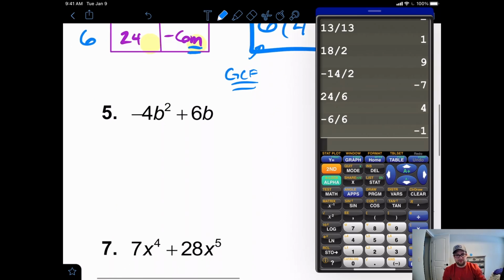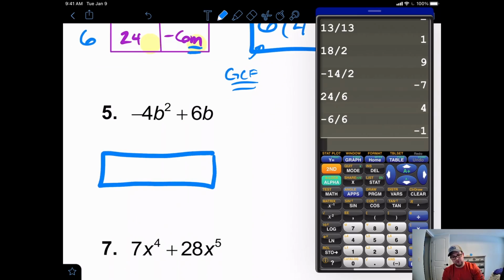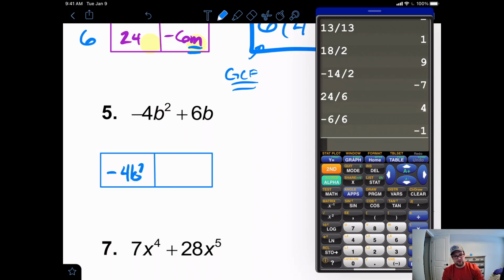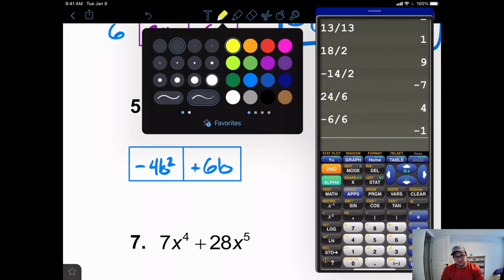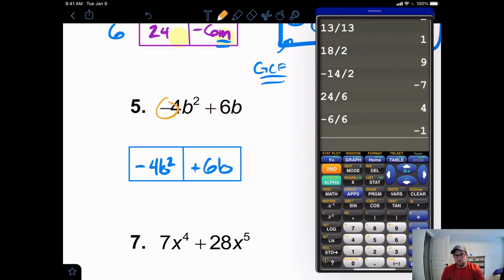Looking at problem number 5, again, we're going to start with 2 boxes. Or I guess I should say 1 box, but with 2 parts. We'll have negative 4b squared in the first one, and then plus 6b in the second one. Now, this problem's kind of unique. The reason this problem is unique is because there is this negative sign on our leading term. Our leading term is like our first one. So whenever we see this negative sign, we want to make sure that we're just intentional and we pull that out to start. So here's what I mean by that.